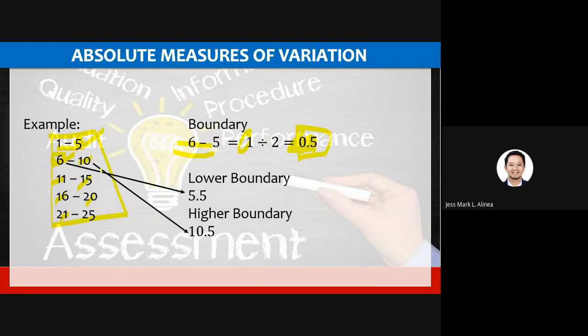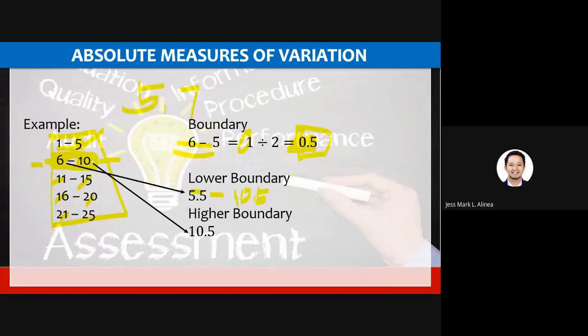Ngayon, so ang tinatawag na lower boundary, we subtract it dito sa lower number. Yung higher boundary, we add it into the upper number. So ang lower boundary ng 6 to 10 na data ay 5.5. At ang higher boundary naman ay 10.5. So ibig sabihin, may bata na nag-score ng 7, siya ay pasok dito sa 6. Kasi ang range niya is 5.5 to 10.5. Bagaman hindi pa siya nakakarating sa 6.